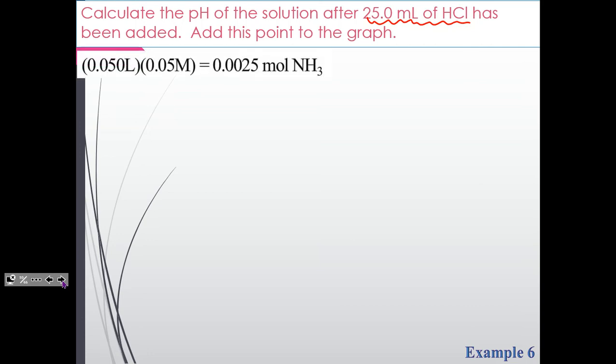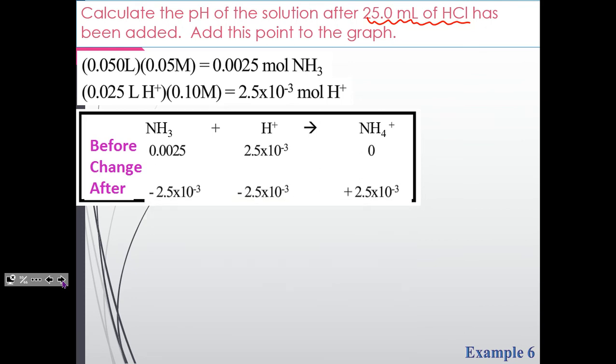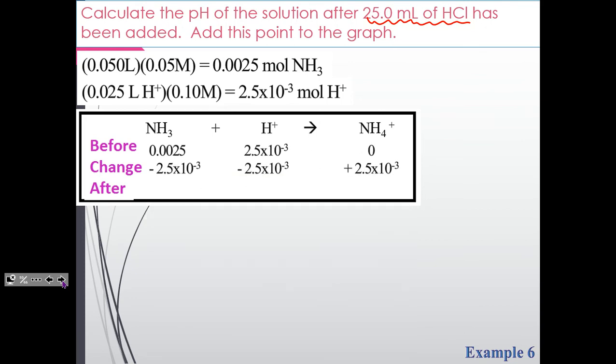Okay, moles of ammonia are the same. That is the analyte, and we have 2.5 times 10 to the negative third moles of H+. We will probably start to have some excess of H+ here. In our BCA table, we're going to throw in our molar amounts. Now, looky here. What we have is an equal amount of H+ with weak base.